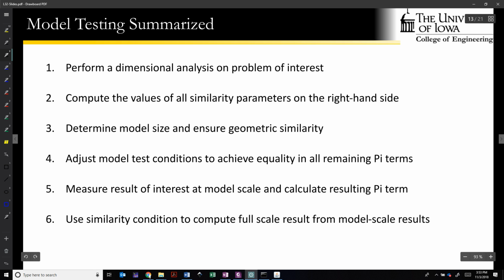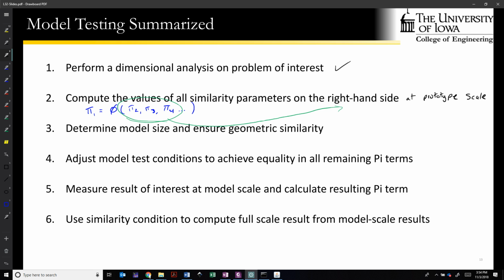First, dimensional analysis, as we've seen so far. Next would be computing the values of all the pi terms on the right-hand side of our relationship. So if we have pi 1 as some unknown function of pi 2, pi 3, pi 4, etc., and this is at prototype scale, the idea is that we want to calculate the values of these pi terms at prototype scale. Each of these should actually have a number. We have to know the conditions we're interested in looking at, and those conditions should allow us to assign an actual value to each of these pi terms.